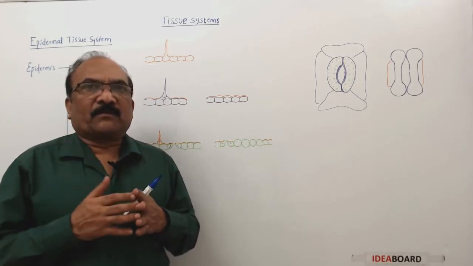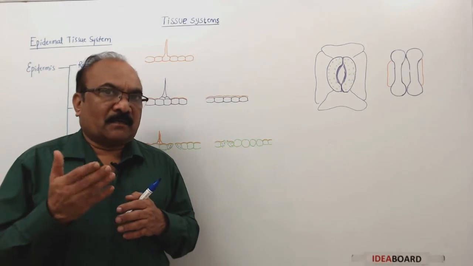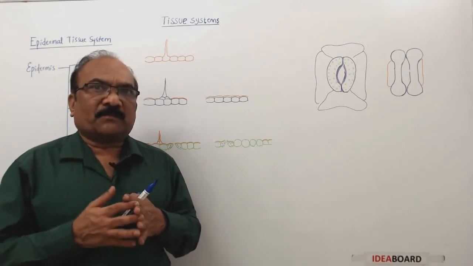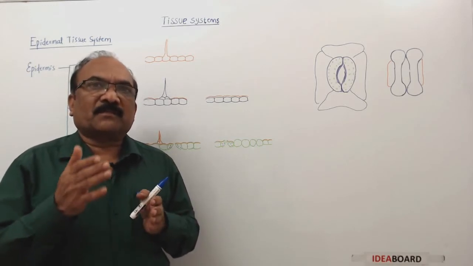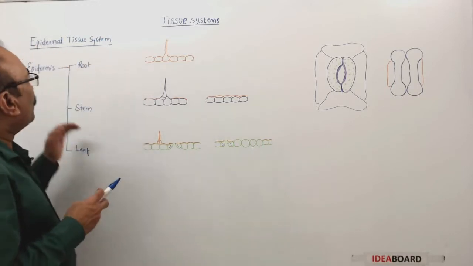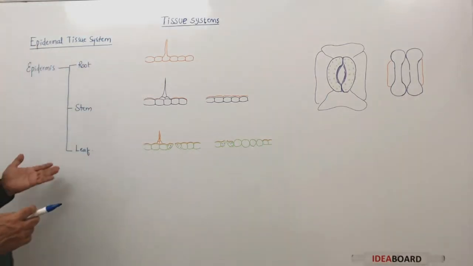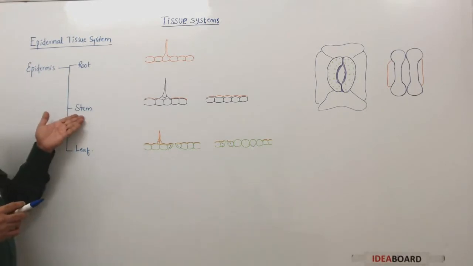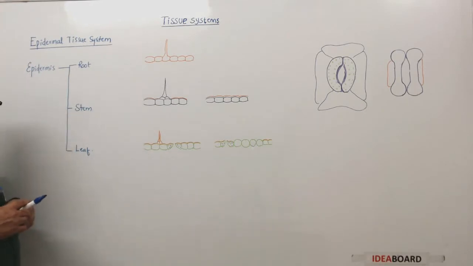Epidermis is present on the root, on the stem, and on the leaf. So generally we can call them root epidermis, stem epidermis, and leaf epidermis. They have some variations. Of course, many similarities are there, but at the same time, you will find some dissimilarities also.